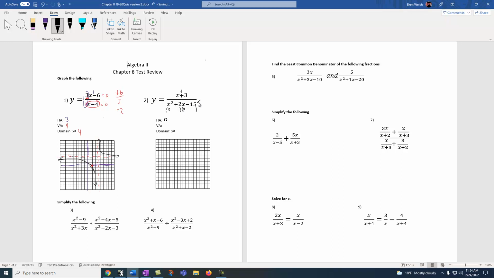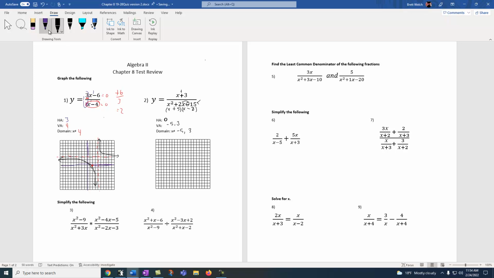x and x, how do you split a 15 so that you can subtract and get 2? That would be 5 and 3. Make my 3 look like a 3. And the 15 is negative, so the signs are different. I'm going to go plus 5, negative 3. So my vertical asymptotes would be at negative 5 and positive 3 because we switch the signs when we pull them out. So x cannot be at negative 5 or at 3.